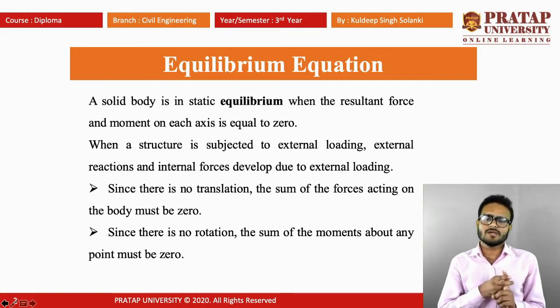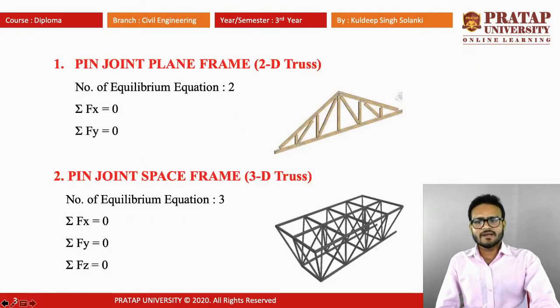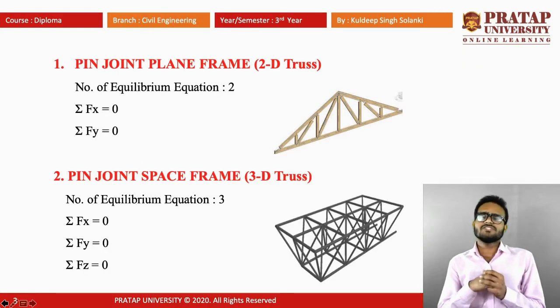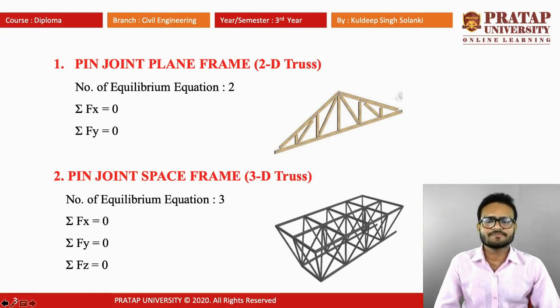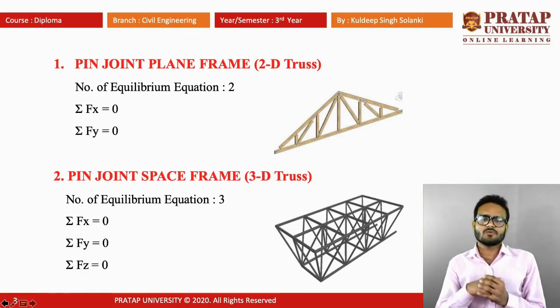That is the equilibrium equation. And next slide, pin joint plane frame. We will study about the different types of structure. What is the number of equilibrium equations for 2D frame, pin joint and rigid joint. Okay. Now first is pin joint plane frame. Plane frame means 2D structure, and space frame means 3D structure.